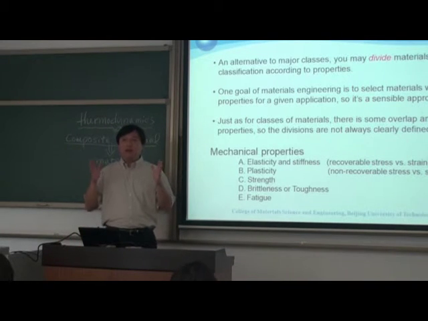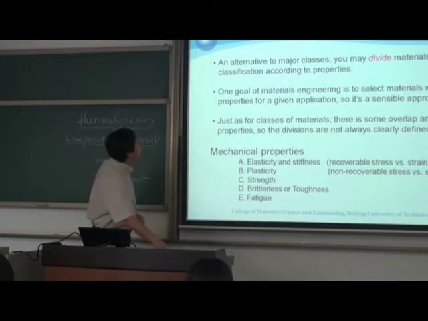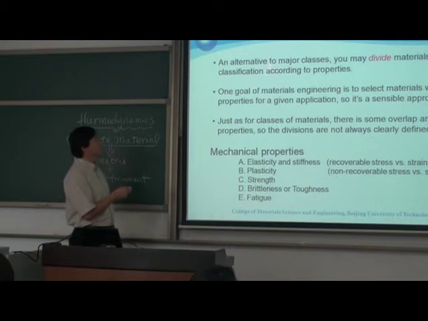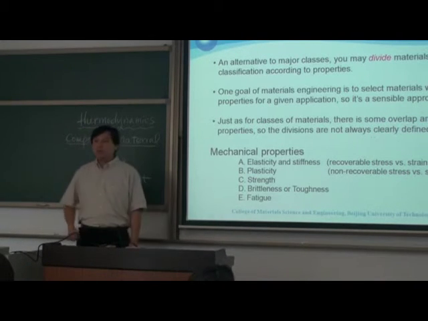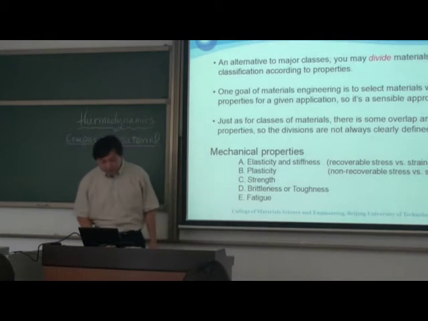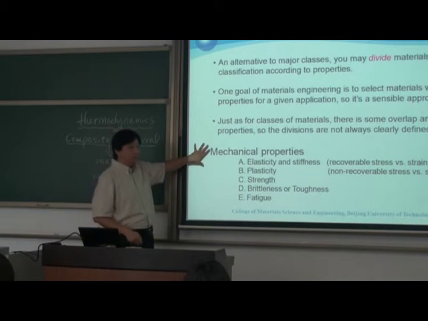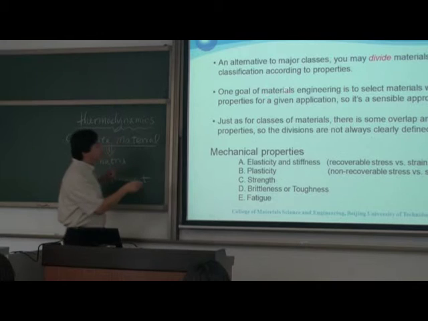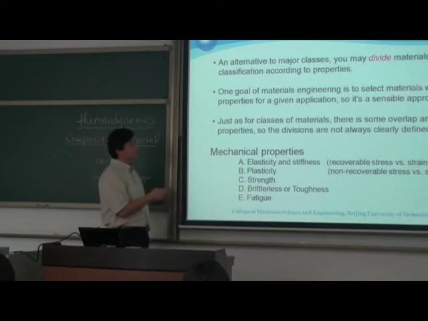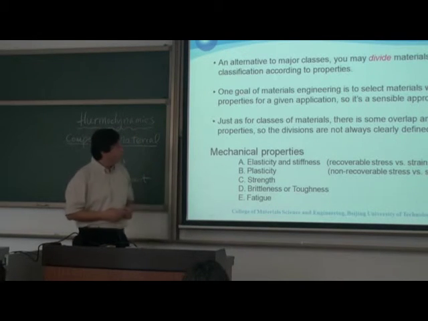We can also classify materials based on their properties. So, as an alternative to major classes, you may divide material into classifications according to properties. You can have a different way to classify materials. One goal of materials engineering is to select material with suitable properties for a given application. So this kind of classification makes sense.